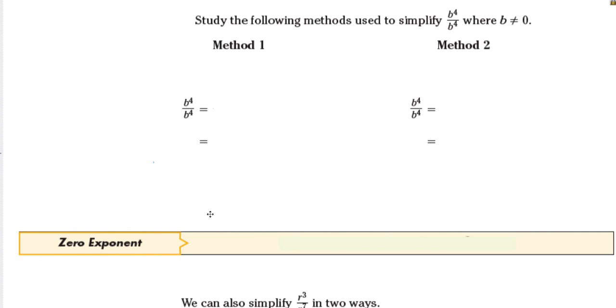Okay, so in order to solve b to the fourth over b to the fourth, let's take a look at two methods. The first method is definition of powers, or expanded form. So b to the fourth is the same as, okay, let me write that out.